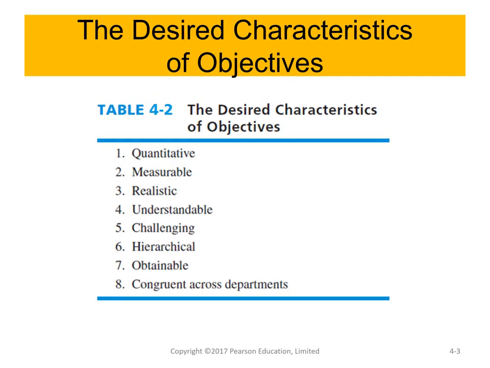Now, for the characteristics of objectives, all objectives should have at least these 8 characteristics: they should be quantitative, they should be measurable, they should be realistic, they should be understood by both parties, the objectives must be challenging enough, the objectives must have a hierarchical characteristic, they must be obtainable or reachable, and they must be congruent across the departments and contribute to the growth of the organization.